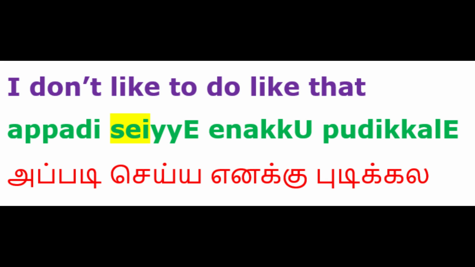I don't like to do like that. அப்படி செய்ய எனக்கு பிடிக்கல. So again, அப்படி செய்ய is an infinitive form that we're using here. அப்படி செய்ய, to do like that, எனக்கு பிடிக்கல, I don't like. அப்படி செய்ய எனக்கு பிடிக்கல. I don't like to do like that.